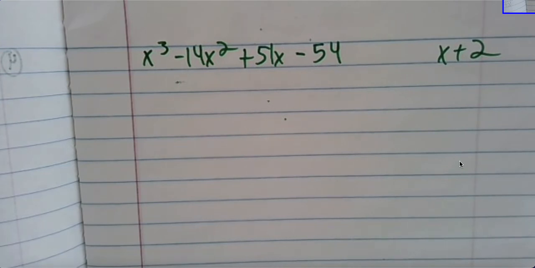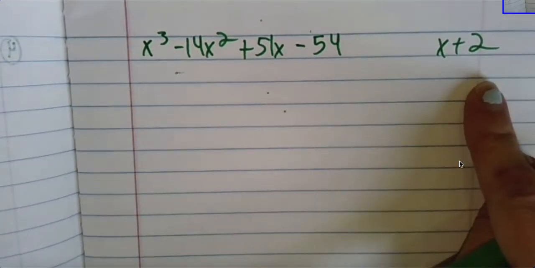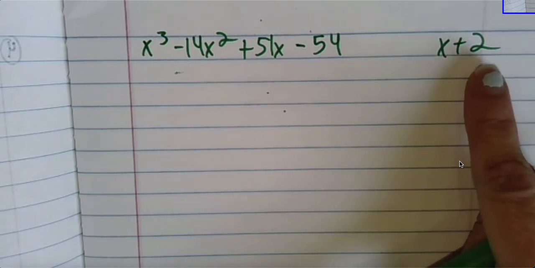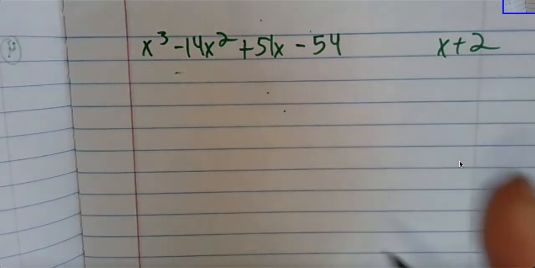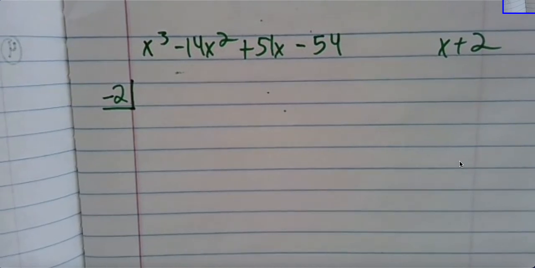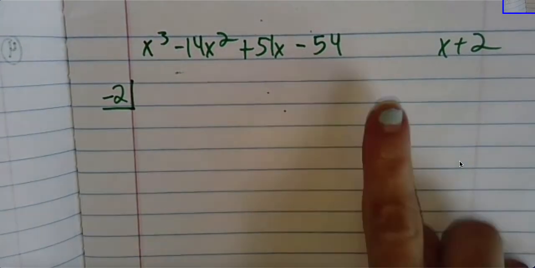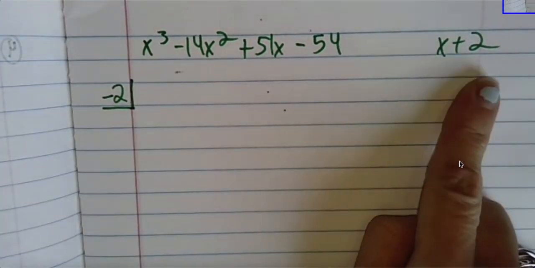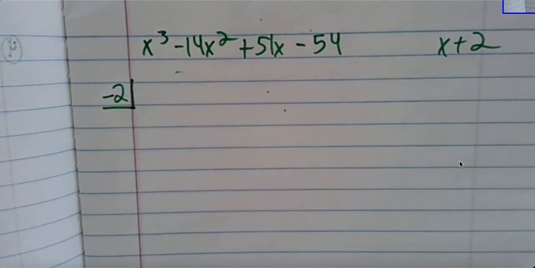Now, this is a method. Again, you have to learn it. What they're saying is, if this is a factor, what's the root? If this was set equal to 0, what would the root be? Negative 2. So they want us to take our negative 2 and put it in a little box right here. Does everybody understand? Remember, when you find a root, it's always the opposite. So we have our negative 2.